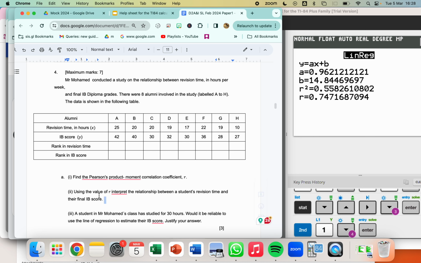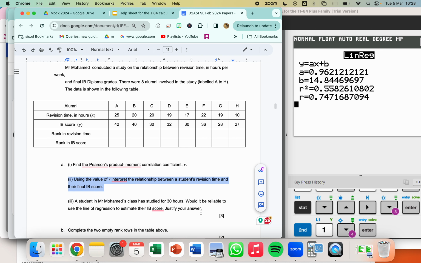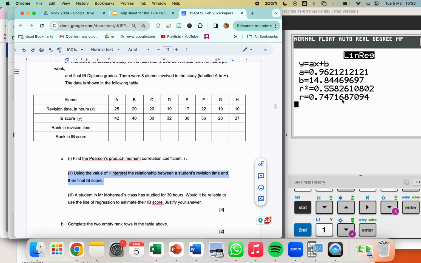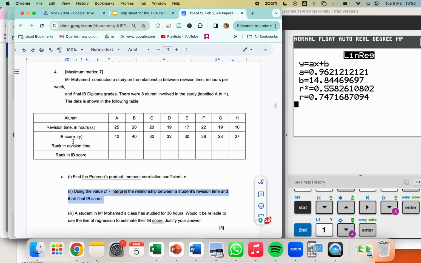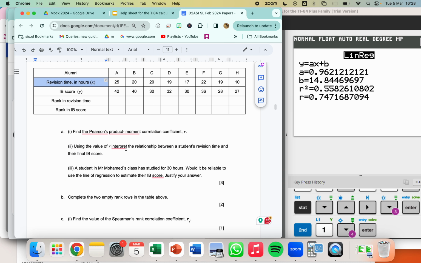Let's do part 2. Using this value of R, interpret its relationship. So all you need to say for this question, it's 1 mark only, is that there is a strong relationship and it's positive. It doesn't really matter whether you write very strong or moderately strong, just write strong and positive. And if it was 2 marks, you could say, as revision time increases, so does the IB score. As one variable increases, so does the other.